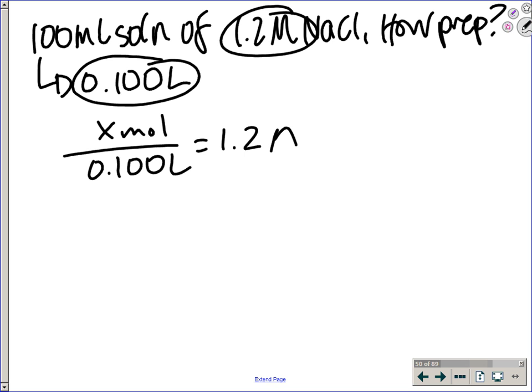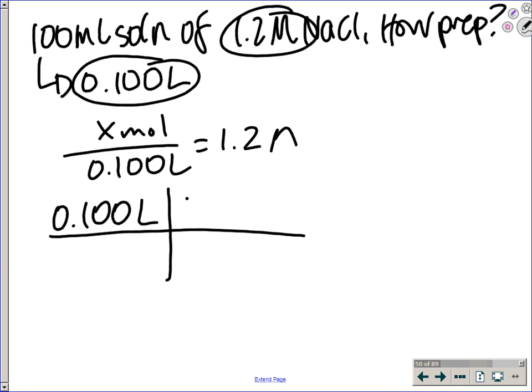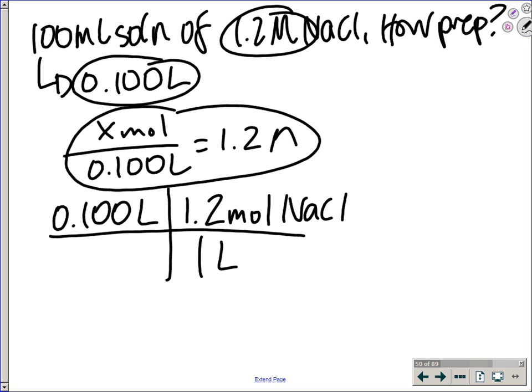Well, what are we going to do to solve for X? We're going to multiply, so why don't we just start with multiplication? I'm going to start with 0.10 liters times the molarity, which is 1.2 moles of sodium chloride per 1 liter. Instead of setting this up as a proportion, I'm just going to multiply those two things like you stated. And with that, liters will cancel, and we get moles.